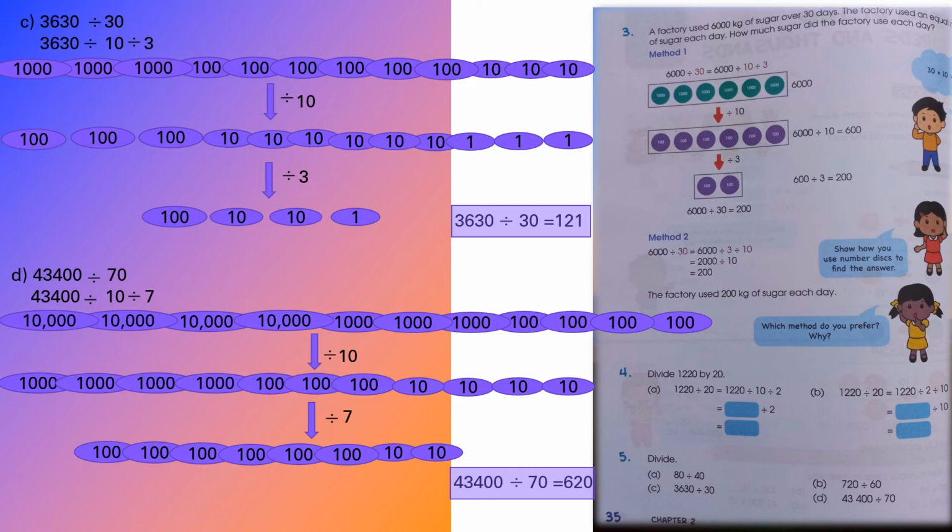For part D, we have 43,400 divided by 70. Again, 70 is going to be broken up into 10 and 7. So we have 0 ones, 0 tens, 400, 3,000 and 4 ten-thousands for 43,400. After dividing these numbers by 10, we have 4,340 tens, which are going to be further divided by 7, and as a result we have 620 tens.